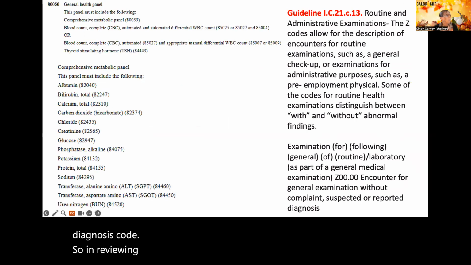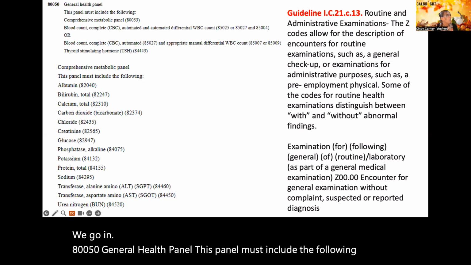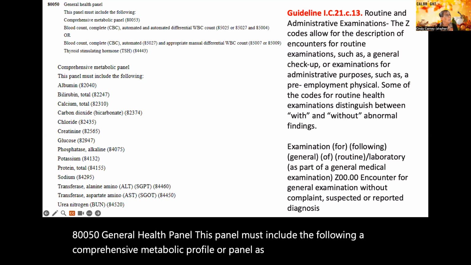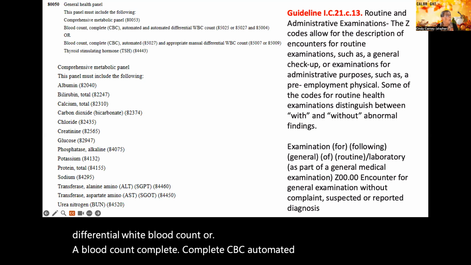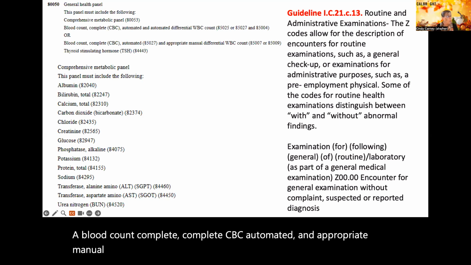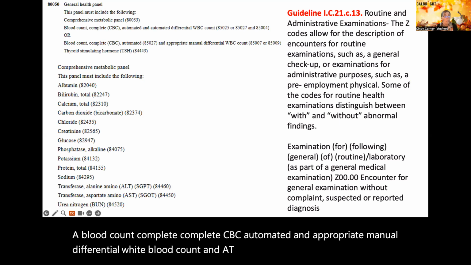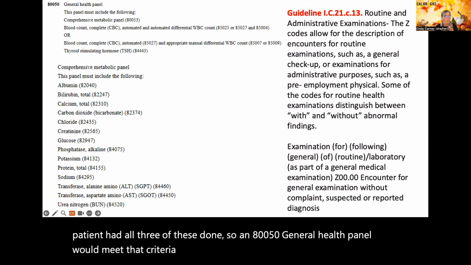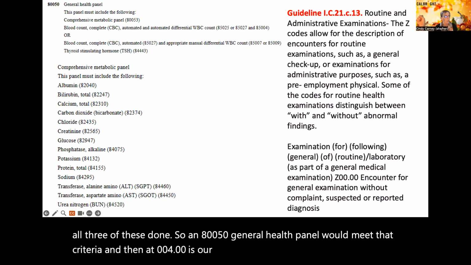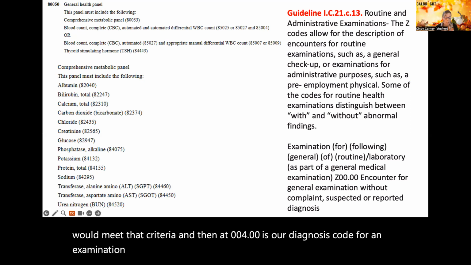So in reviewing our guidelines, we go to 80050 general health panel. This panel must include the following: a comprehensive metabolic profile or panel, a CBC automated with automated differential white blood count, or a CBC automated with appropriate manual differential white blood count, and a TSH. And we know the patient had all 3 of these done. So an 80050 general health panel would meet that criteria. And then Z00.00 is our diagnosis code for a routine examination.